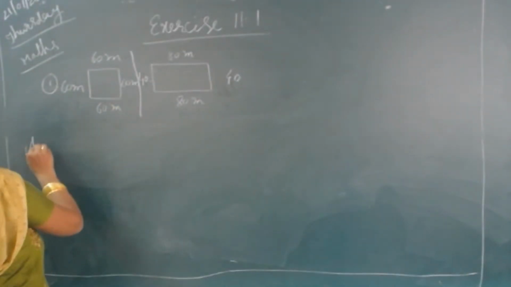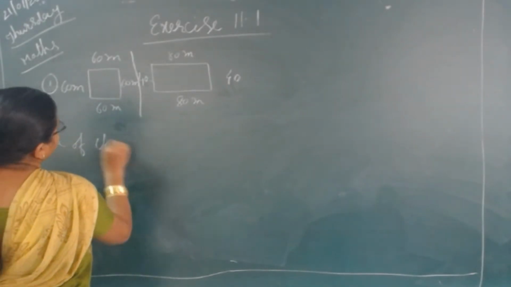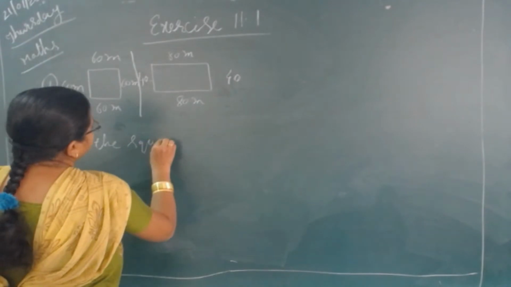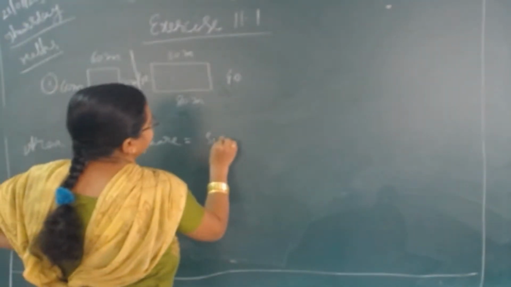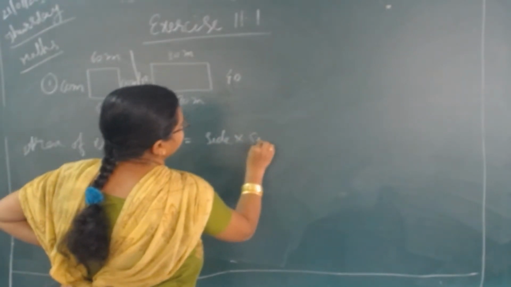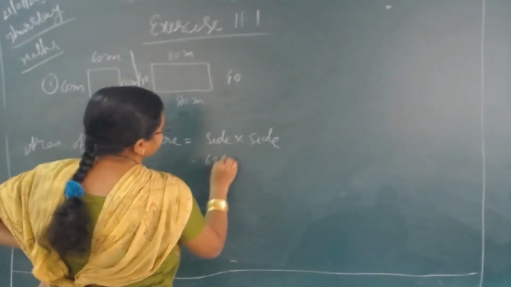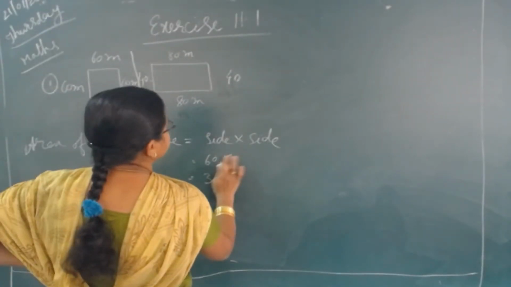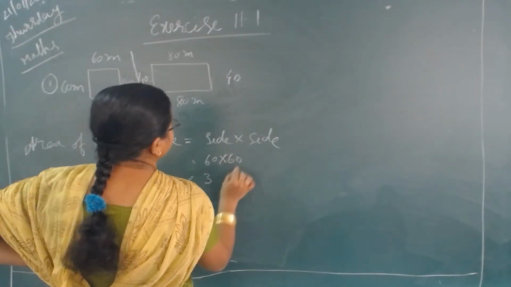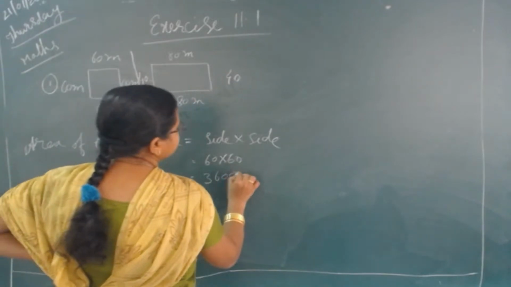So then what can we do? Area of the square is equal to, what is the rule for finding the area of the square? That is side into side. That is equal to 60 into 60, that is 60 meters into 60 meters. Now 60 into 60 I have written here: 3600 meter into meter, square meters.